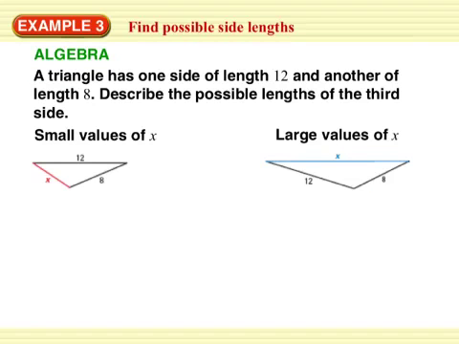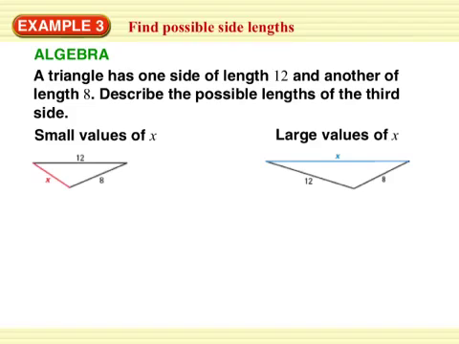Algebra. A triangle has one side length of 12 and another of 8. Describe the possible lengths of the third side. Okay, there's two ways to do this, the way the book teaches and the way that I work them through, so let me show you both.